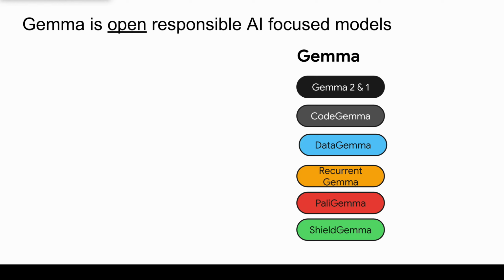This is available openly to anybody. Anybody can download these and use them for their own task. They also have small language models, right? Gemma has an interesting number of variants, and we will look at them one by one. As you can see here, it has CodeGemma, DataGemma, RecurrentGemma. We will see all of those.